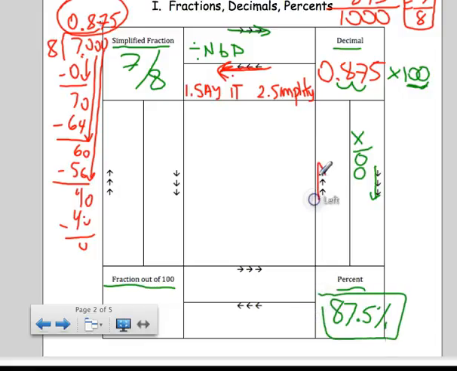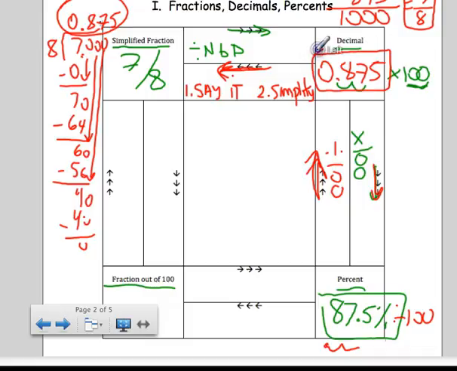To go backwards, since we multiplied to go from the decimal to the percent, to go from the percent to the decimal, we're going to divide by 100. And if you divide 87.5% by 100, that'd be the same thing as moving the decimal 2 places, this time to the left, which would get you back to where we started at 875 thousandths. So at this point, we've gone from the simplified fraction to the decimal to the percent.